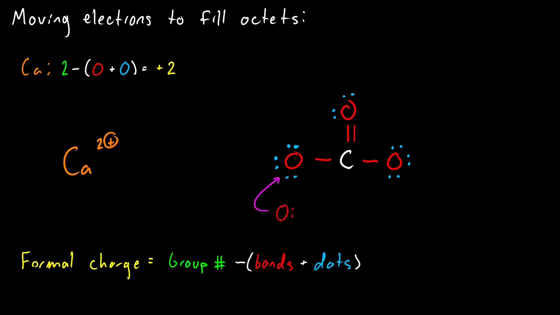Looking at the carbonate ion, we can start with this oxygen on the left. Oxygen is in group 6. We see 1 bond and 6 dots. That would be 6 - 7, meaning that atom should have a -1 formal charge. Now this is going to be true for the oxygen atom on the right. The nice part about doing it this way is that all atoms with the same bonding patterns will always have the same formal charges.